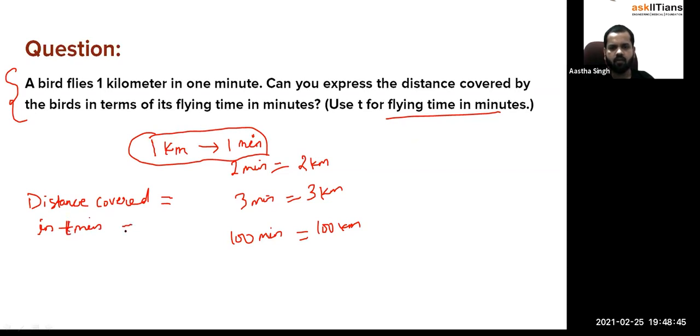in T minutes will be equal to how much? Will be equal to T into 1 kilometer. And what is T into 1? T into 1 is T kilometers. Right or not? In 1 minute, you cover 1 kilometer, in 2 minutes you will cover 2, in 3 minutes 3. So in 100 minutes, you will cover 100 kilometers. What in T minutes? T into 1, T kilometers, right?